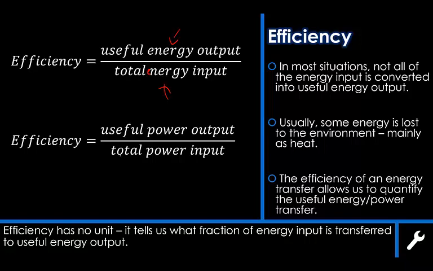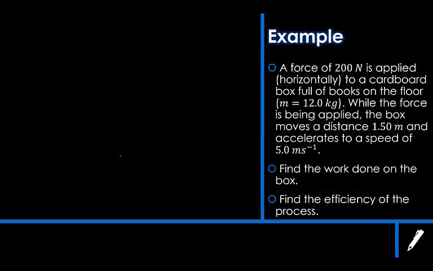So a quick example of that: if we apply a 200 Newton force horizontally to a cardboard box full of books on the floor, which has a mass of 12 kilograms, while the force is being applied, the box moves a distance 1.5 meters and accelerates to a speed of 5 meters per second. So let's first find the work done on the box and then find the efficiency of the process, if the useful energy out is the kinetic energy.